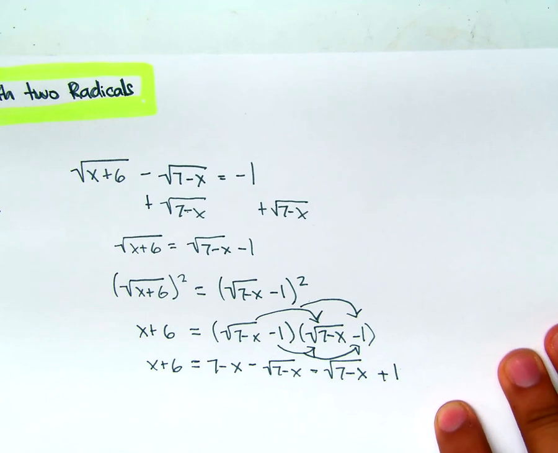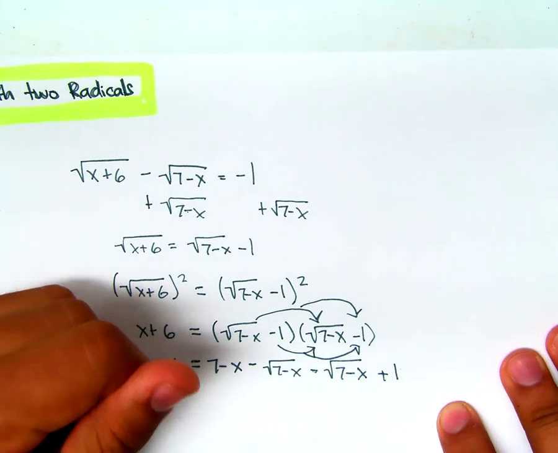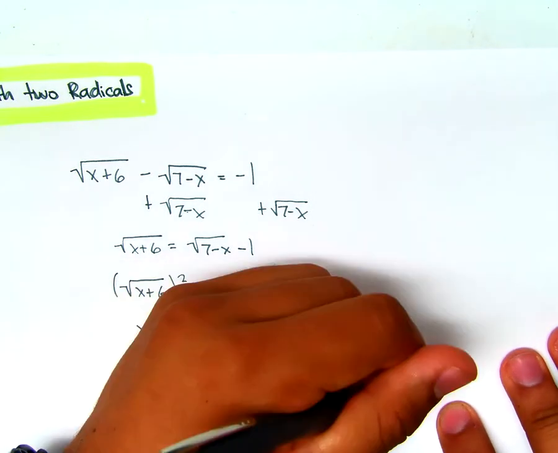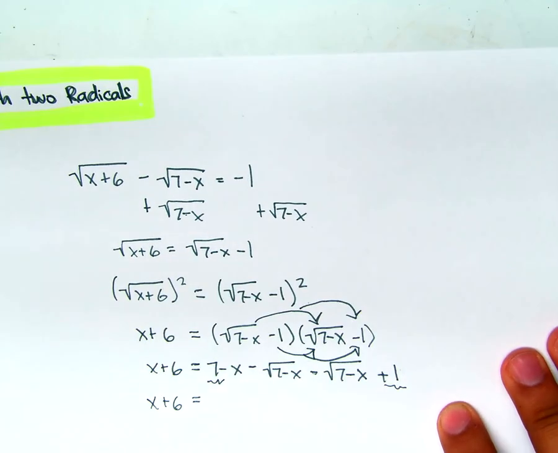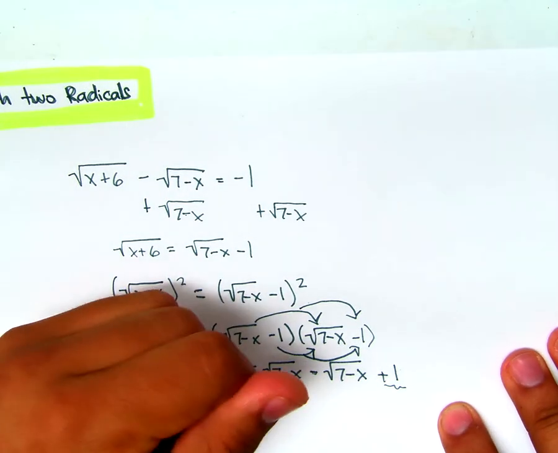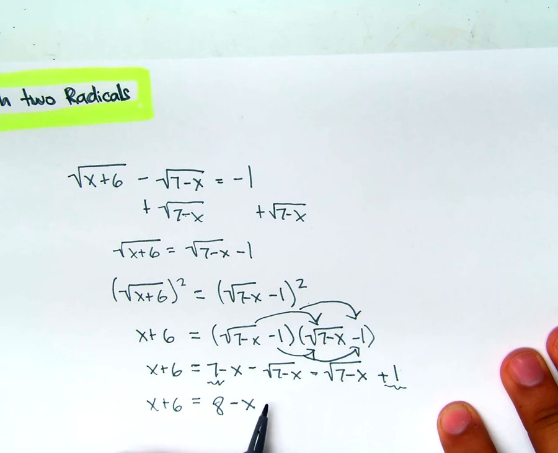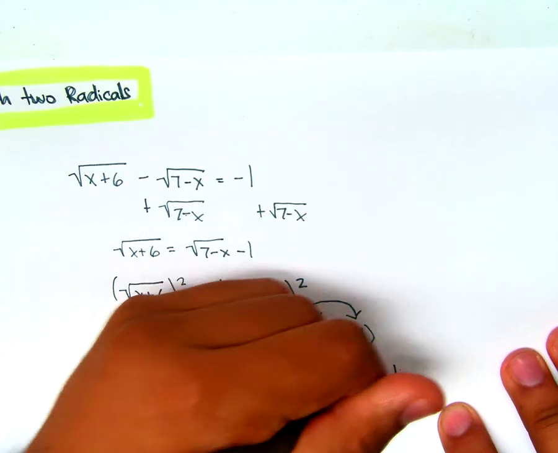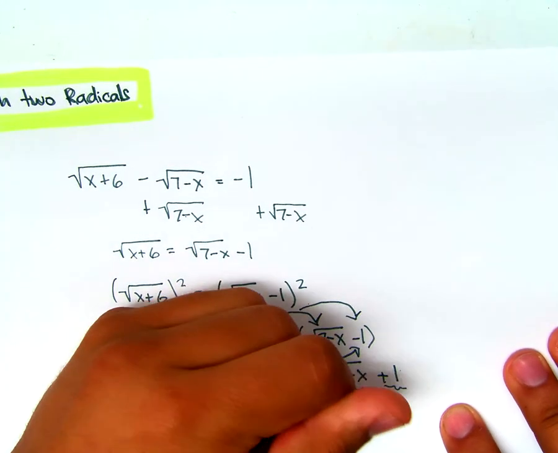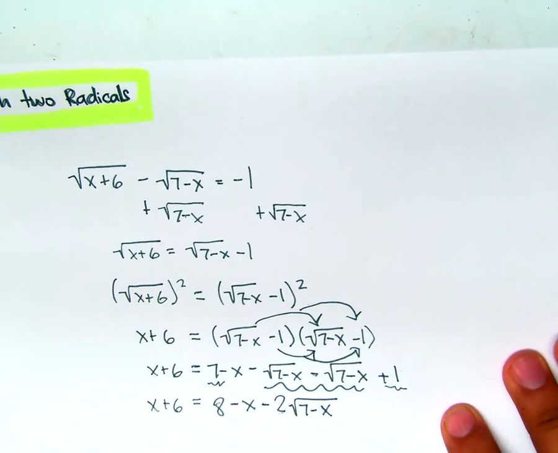Alright? So now we have to simplify this. We want to combine like terms. Okay? So the x plus 6, just leave over here. Here we have a 7 and a 1. Okay, so that's 8. Here we just have a minus x. And then we have 2 of these. Okay? We have 2 of these. So this is going to become minus 2 square root of 7 minus x. So we just combine those two together. We combine these right here. So it's minus 2 square root of 7 minus x. Okay?